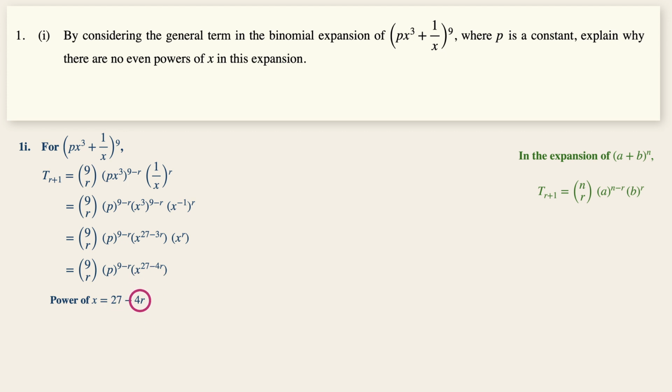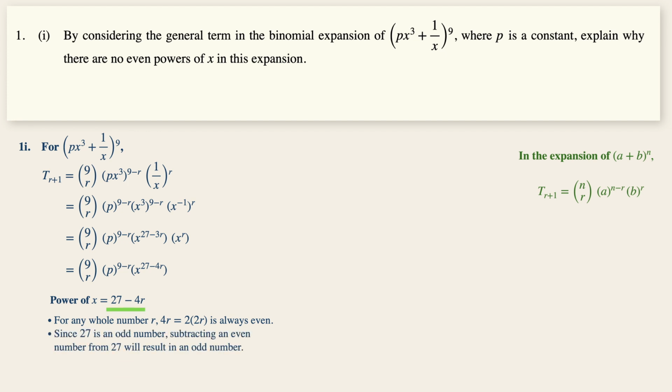To find out, let's zoom in on 4r itself. Now, we know that r must always be a whole number, and if we split 4r into 2 times 2r, we get to see that 2r is always an even number for any whole values of r. Now let's take a look at the power of x again. Since 27 is an odd number, subtracting 4r, which is an even number, from an odd number will give us an odd number. Now from this, we can conclude that the power of x is always an odd one, and there are no even powers of x in this expression.